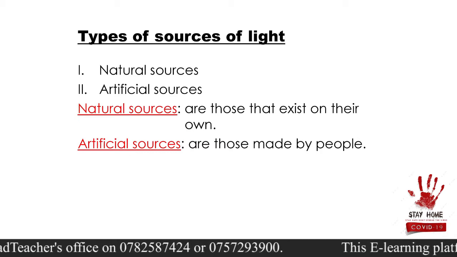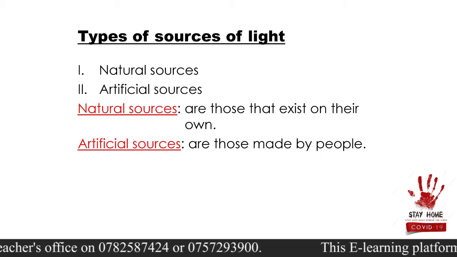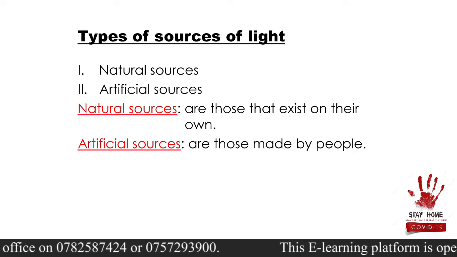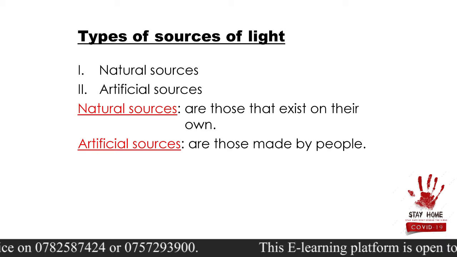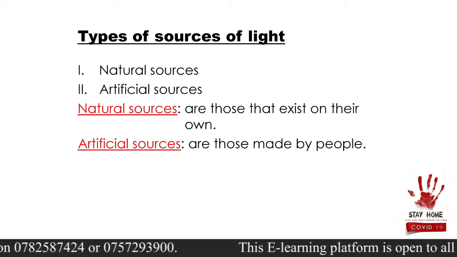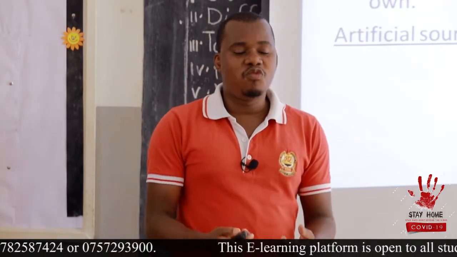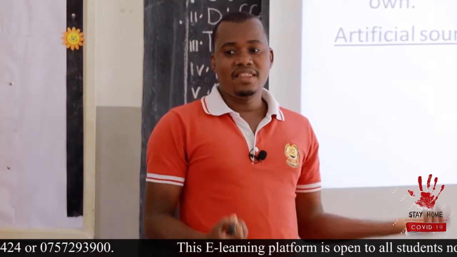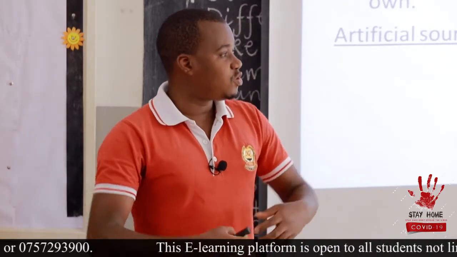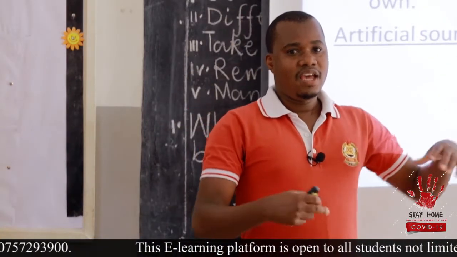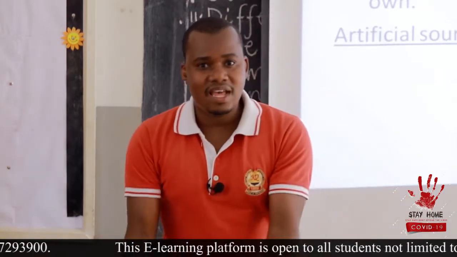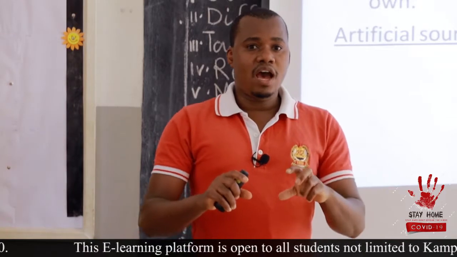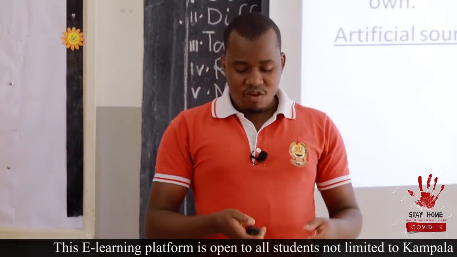Artificial. Sources. So what are natural sources? Natural sources are those that exist on their own. Sources of light that exist on their own. No one can tell them, no one has made them. You just wake up in the morning, you see it giving you light, but it has just happened. It has just existed on its own. So those are called natural sources of light.